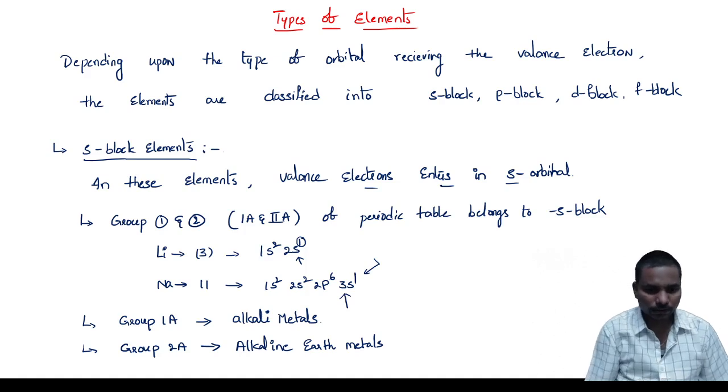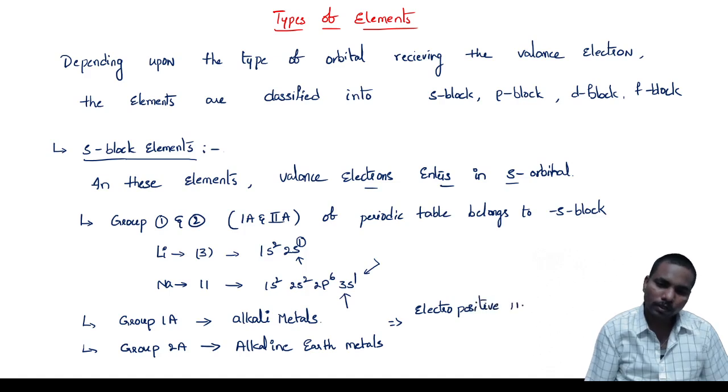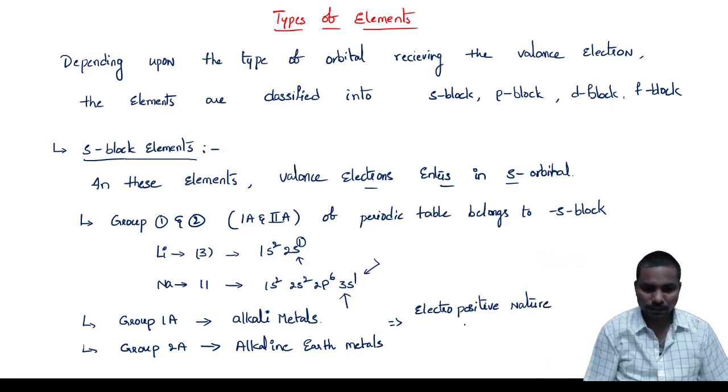Note that all these group 1A elements are alkali metals, and group 2A elements are alkaline earth metals. These metals are electropositive in nature. And one more important point: metals are basic in nature.